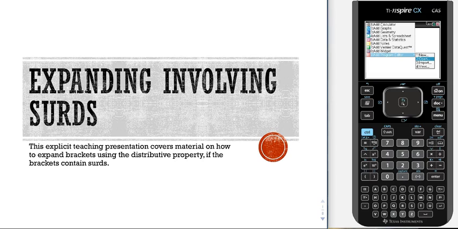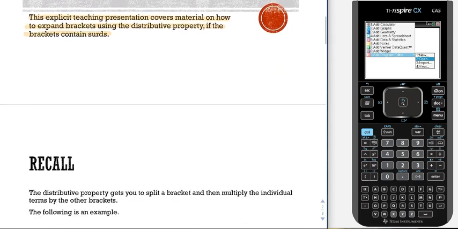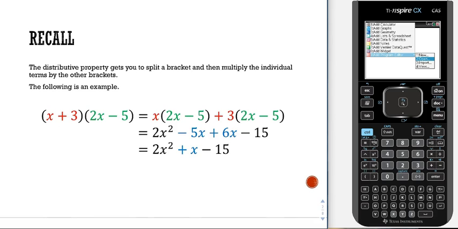This presentation involves expanding two brackets, which include surds. So by the end of this, you should be able to expand using the distributive property. And this will also include you recognizing and being able to calculate a conjugate surd, and we'll explain later what that is.